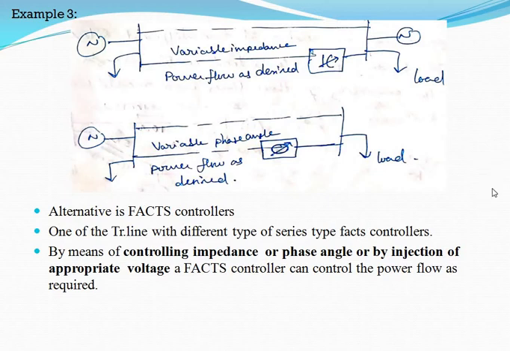And maximum power flow can in fact be limited to its rated limit under some contingency conditions. That is, it has some limitations, and when this line is expected to carry more power due to the loss of a parallel line, or we can also control the power by injection of appropriate voltage. So finally, by the FACTS controllers, we can control the power flow as per our requirement.